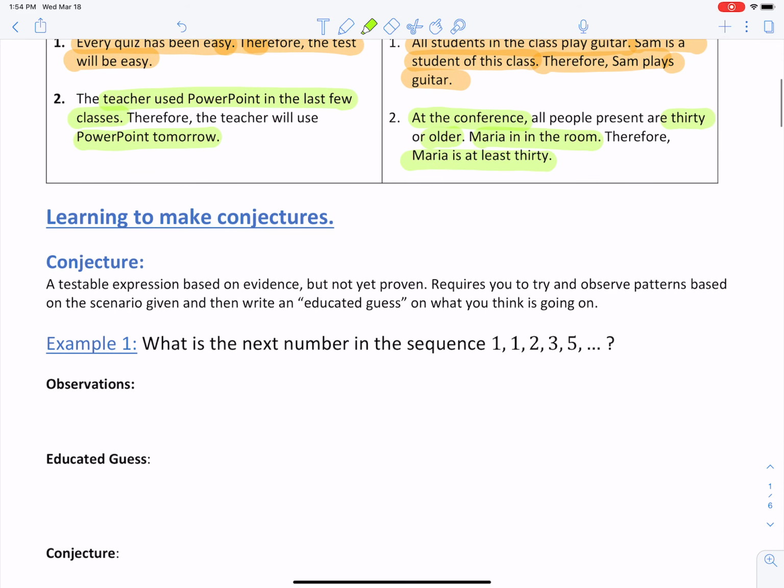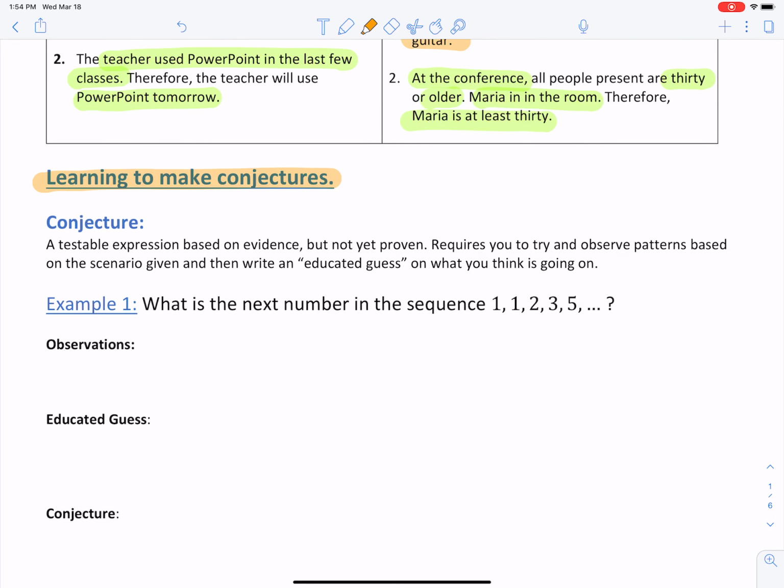Now, what we're going to do first is learn how to make a conjecture. In order to make a conjecture, we just want to make a statement looking at what's given to us. So we're going to look at patterns based on the scenario given, and then we're going to write an educated guess on what we think is going to happen.